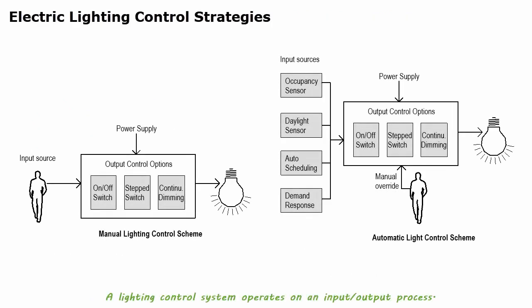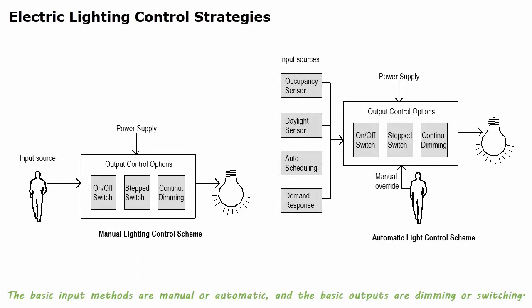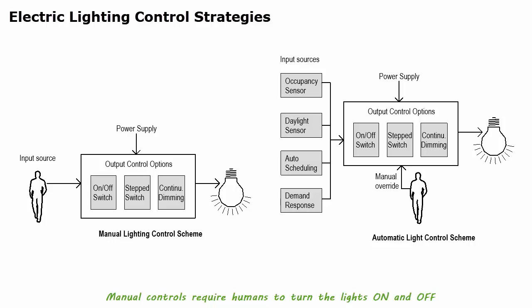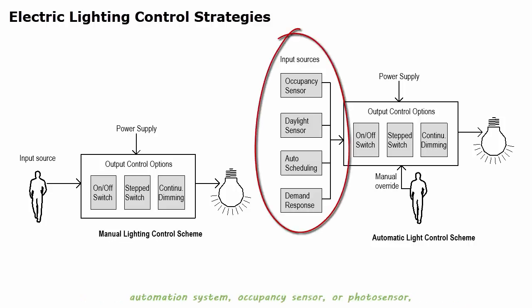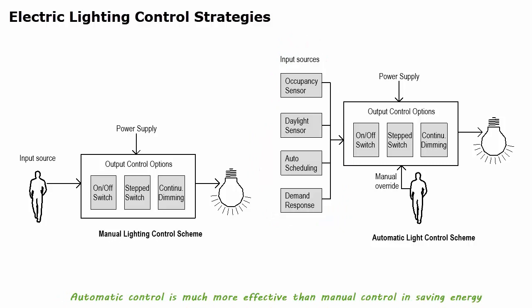A lighting control system operates on an input-output process. The basic input methods are manual or automatic, and the basic outputs are dimming or switching. Manual controls require a human to turn the lights on and off by using a switch and/or adjust light output up and down by using a dimmer. Automatic controls involve other devices, such as a computer-based building automation system, occupancy sensor, or photosensor, which automatically produce signals based on schedule, occupancy, or daylight level. Automatic control is much more effective than manual control in saving energy because it does not require human attendance.